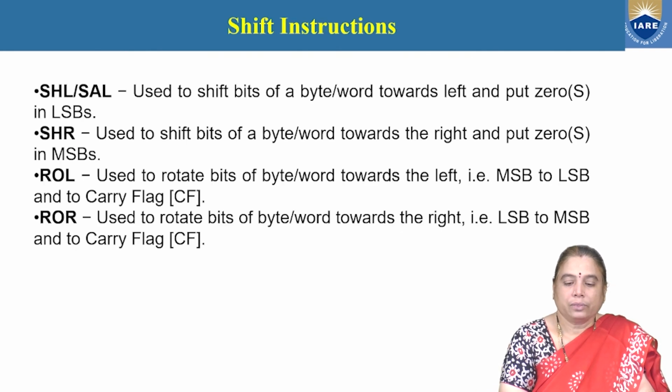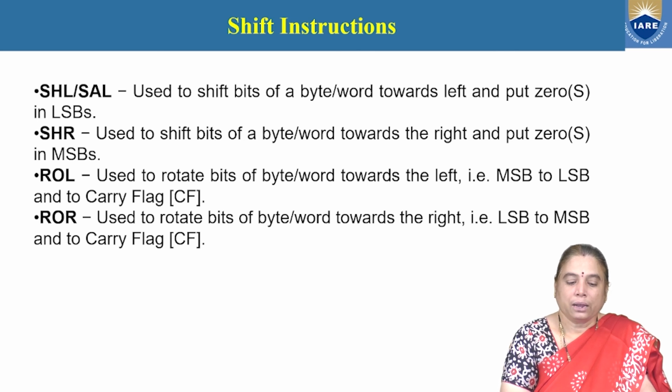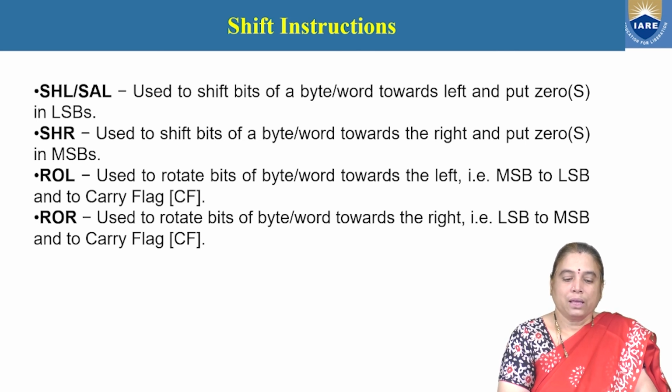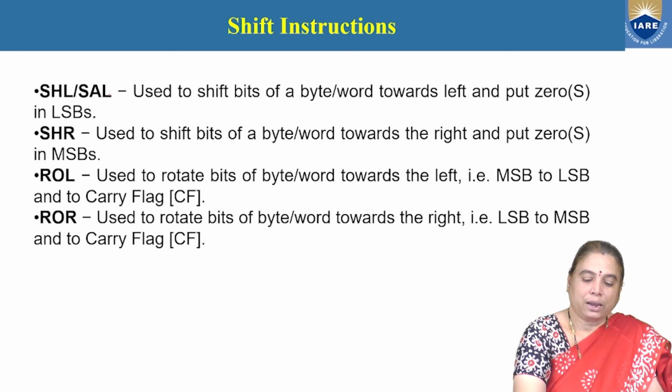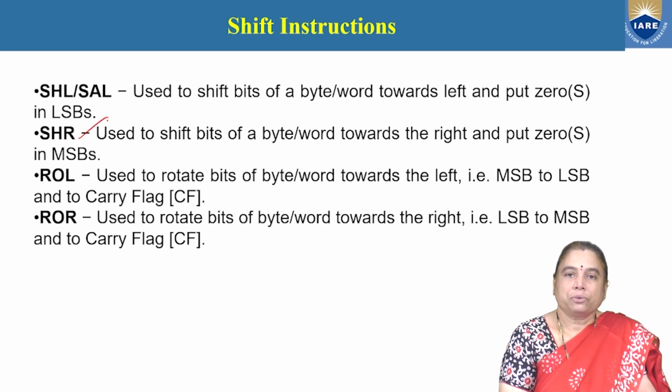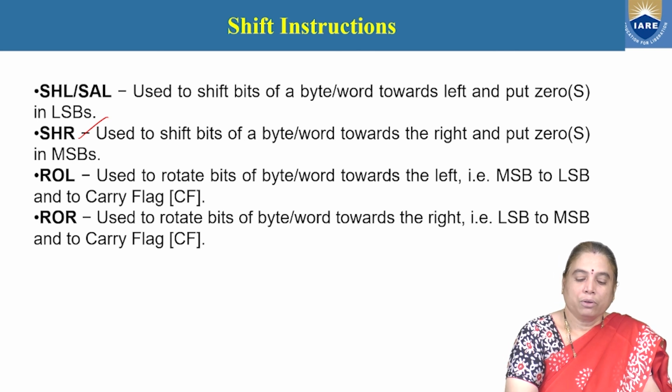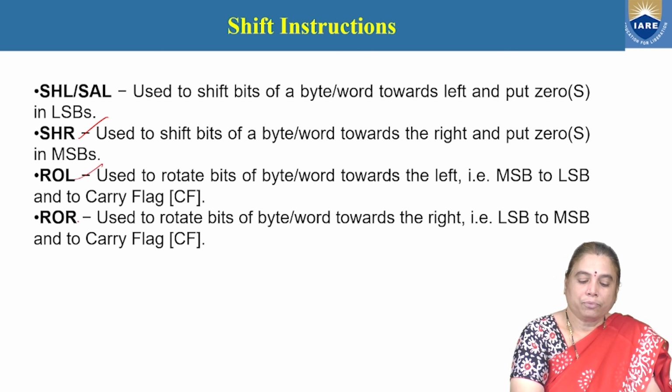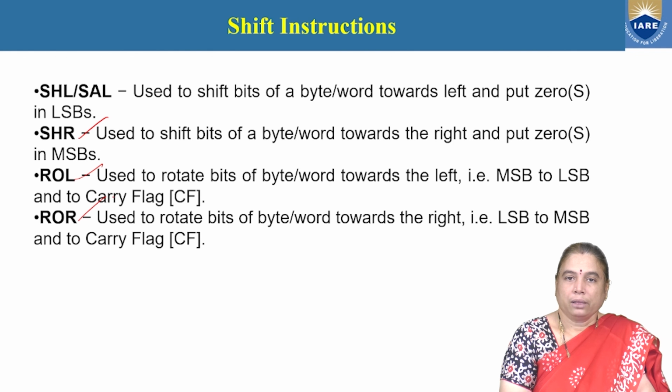Next category is the shift instructions. Two types of operations can be performed, that is left shift and right shift operations. Here logical shift operations can be specified with SHL and SAL and SHR, but circular shift operations can be performed with ROL, rotate left, and ROR, rotate right. So these are the 8086 shift instructions.